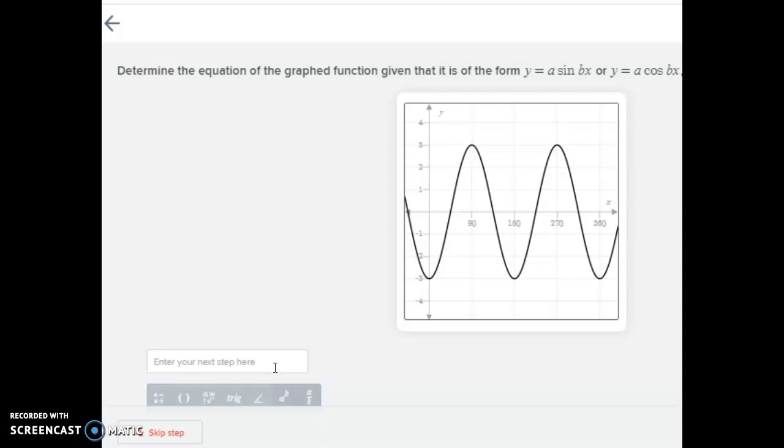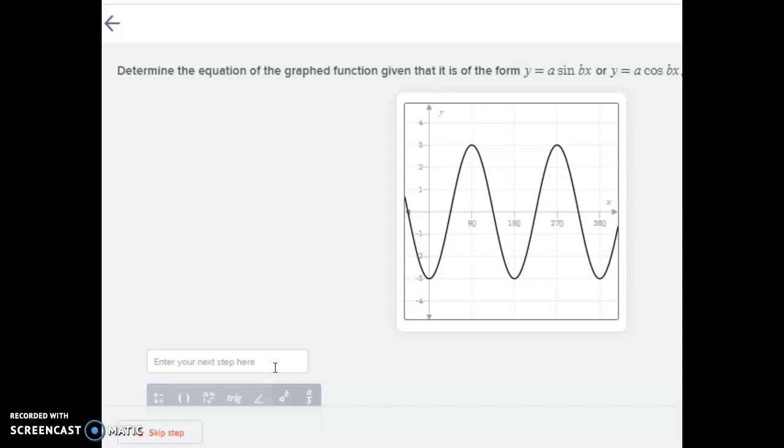This is question number 3. It says, determine the equation of the graphed function that is of the form y equals a sine bx or y equals a cosine bx. And cut off from the screen, it says where b is positive and x is in degrees.